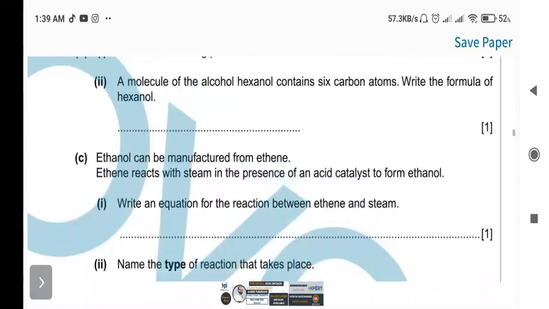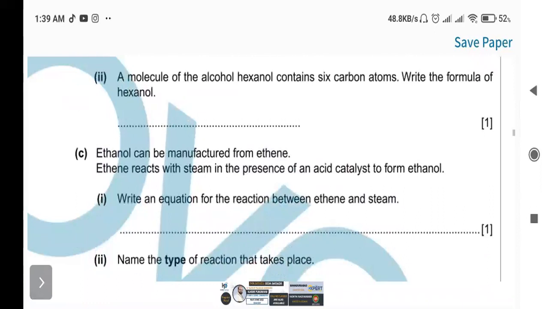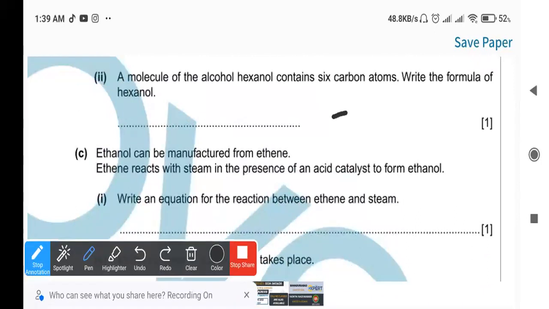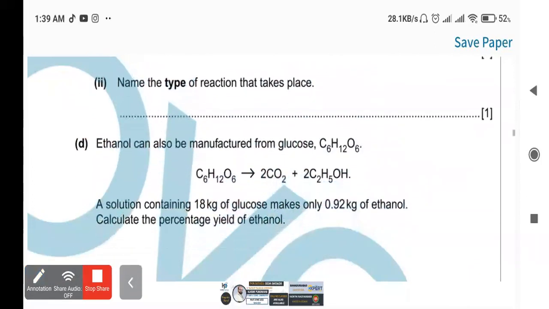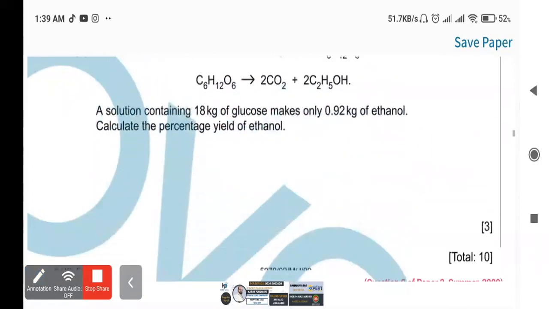Write down the formula of hexanol. You can do it. Hexanol has an OH and 6 carbon atoms. If it was an alkane, it should be C6H14. So it's C6H13 now. Ethene and steam, we have just seen this few moments ago. The reaction taking place is an addition reaction, the hydration reaction.